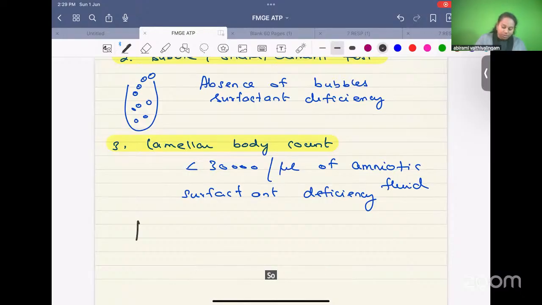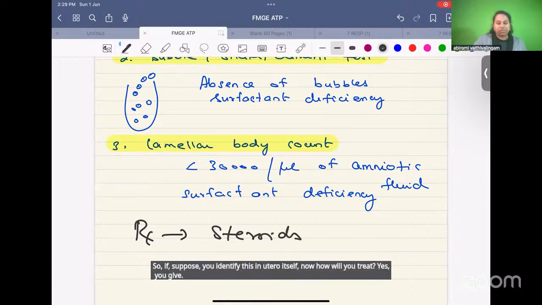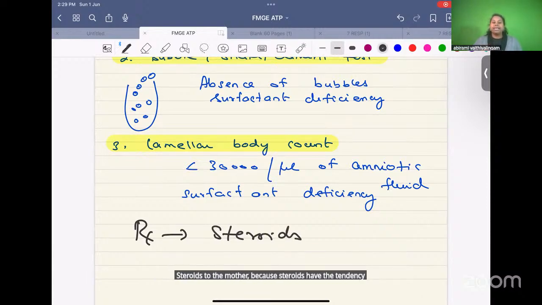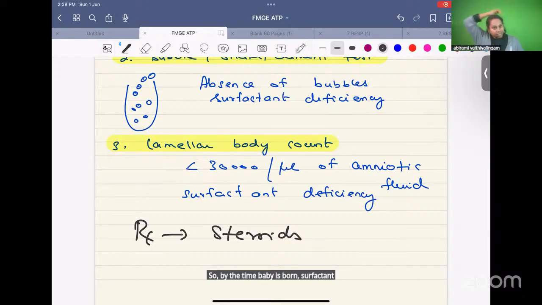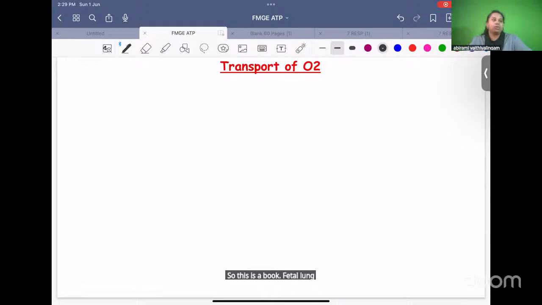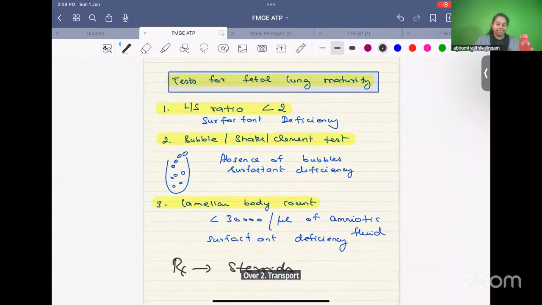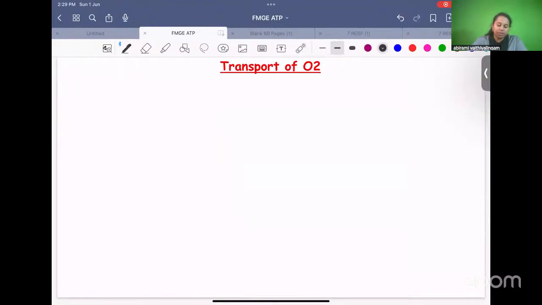So if suppose you identify this in utero itself, now how will you treat? Yes, you give steroids to the mother because steroids have the tendency to increase surfactant synthesis. So by the time baby is born, surfactant synthesis would have increased in the baby. So this is about fetal lung maturity. Over to transport of gases. Transport of oxygen, transport of carbon dioxide.